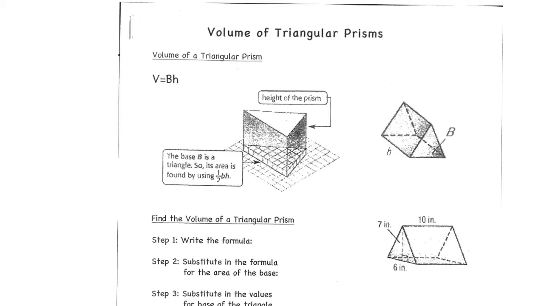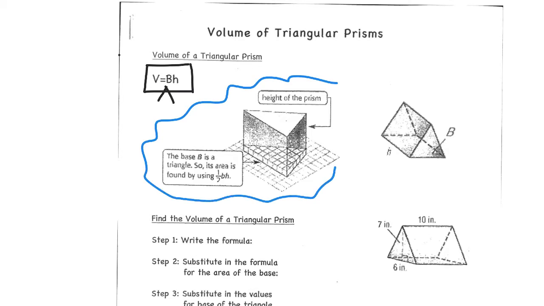So the first thing here is it gives us our formula. Again, this formula looks just like it did for rectangular prisms, but our big B today is going to be different because our base is going to be a triangle instead of a square or a rectangle. So they show us a pretty little triangular prism right here, and it has a couple little blurbs for us.